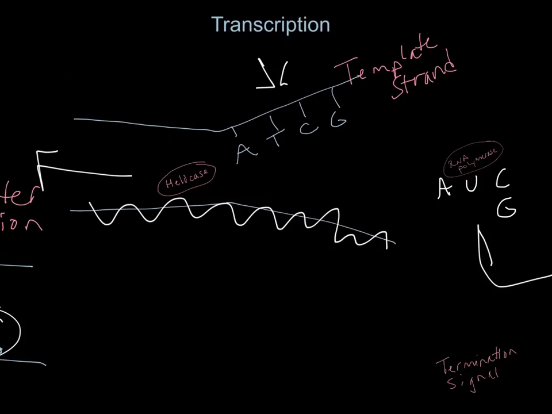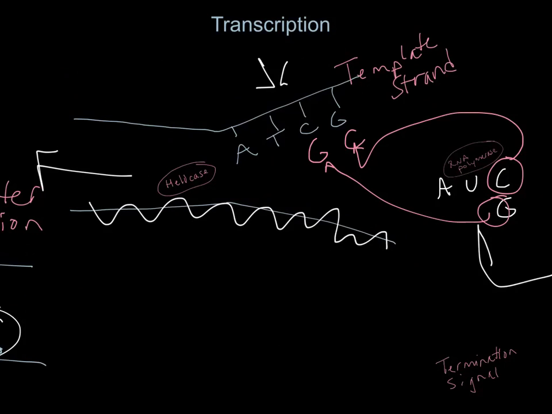So if we have a C on a DNA strand, we want a G that's floating around. If we have a G, we want a C that's floating around. If we have a T on the DNA strand, we want an A that's floating around. And if we have an A on a DNA strand and we're looking to create an mRNA molecule, remember A is going to now match with U. A matches with U instead of T when we are creating an mRNA strand.